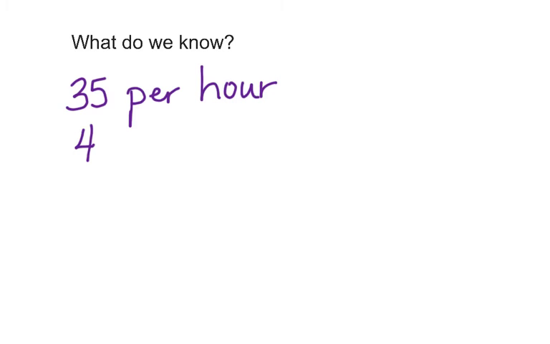First, what do we know? We know that Natasha shelves 35 books per hour. We also know that she volunteers for 4 hours. That's the time period she wants to figure out how many books she can shelve in, is 4 hours.